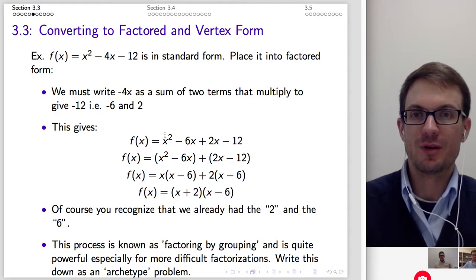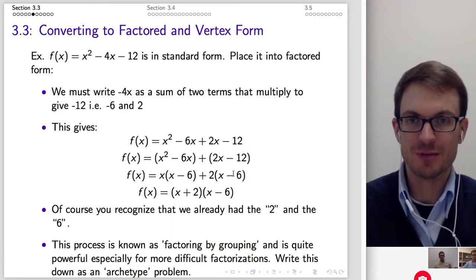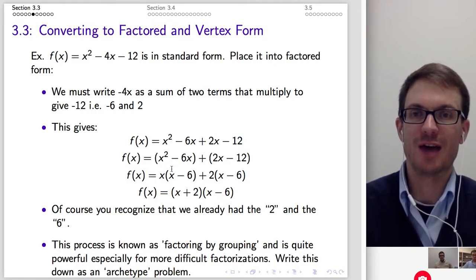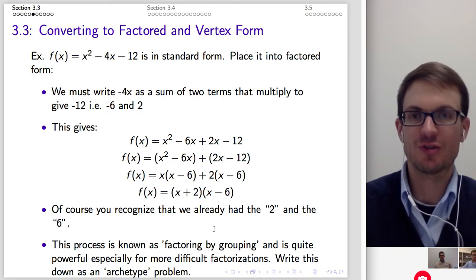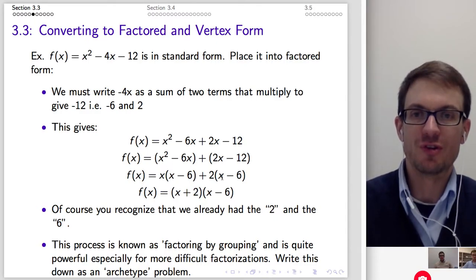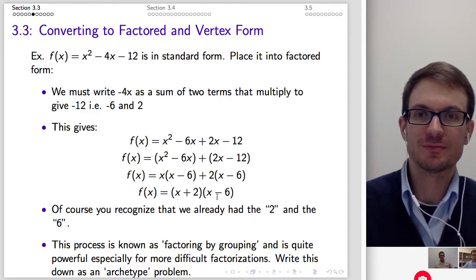Okay. So now what I'm going to do, I'm going to factor out an x, and I'm going to factor out a 2. When I do that, I'm left with an x minus 6 and an x minus 6, and this becomes a common factor. So now I'm going to take out the common factor of the quantity x minus 6, and I'm left with an x plus 2, put parentheses around that, and multiply it by the common factor I just took out. Notice this is just the distributive property in reverse.